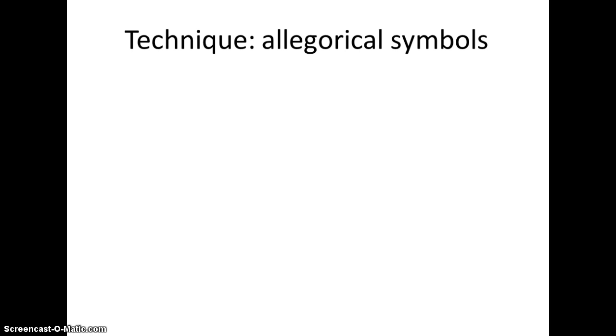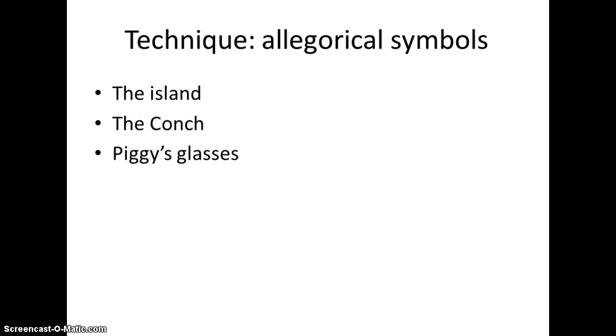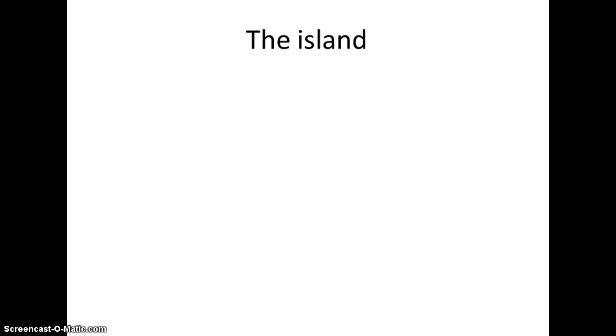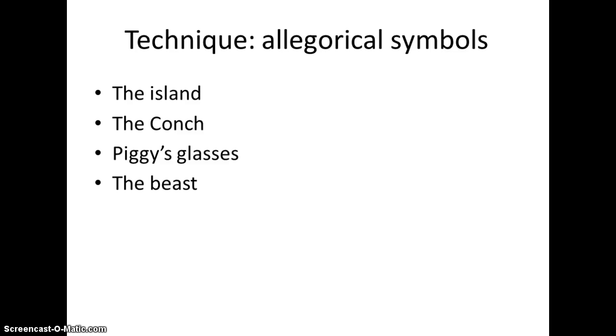So, in terms of technique, an allegory will have symbols, okay, and Golding uses lots of different symbols in the novel that aren't just what they appear to be. So we have the island, we have the conch, we have Piggy's glasses, and we have the beast, and then we find out something else. I'm going to get onto that later on in the video. But the island, the conch, Piggy's glasses, and the beast.